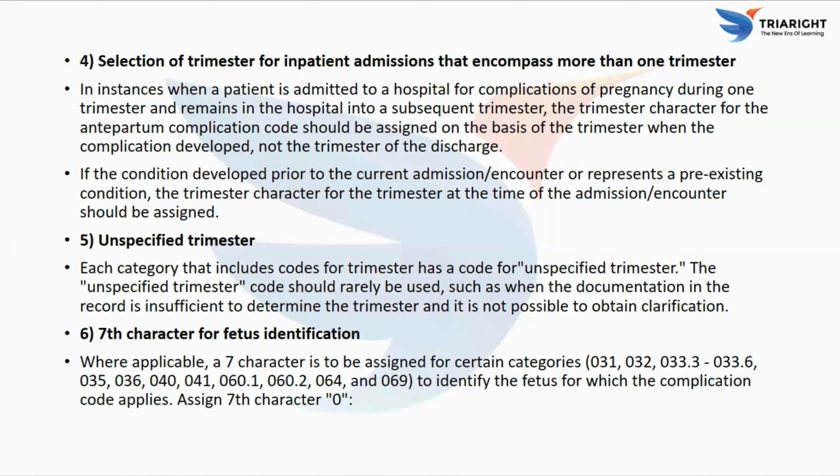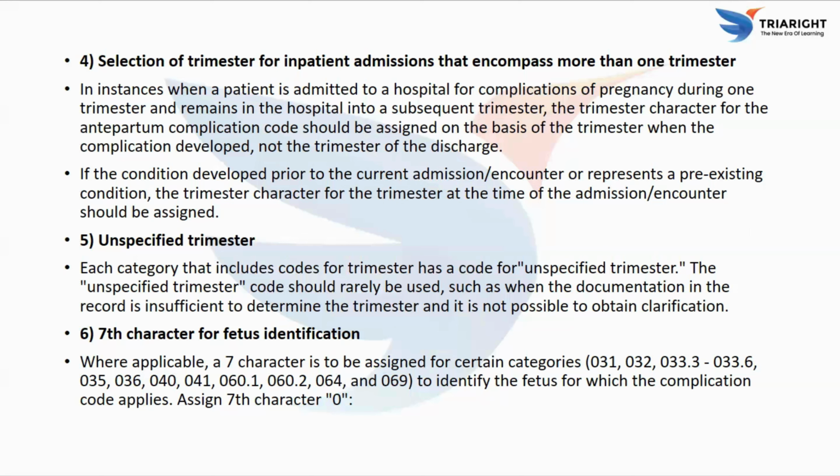Now, the complication existed before the admission. For example, the patient already has gestational diabetes diagnosed earlier. She gets admitted at 33 weeks, that is the third trimester, for monitoring. So you have to code using the third trimester character.